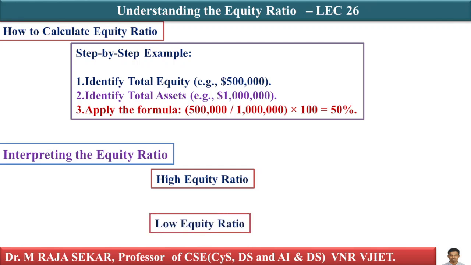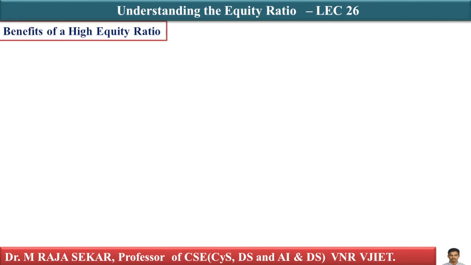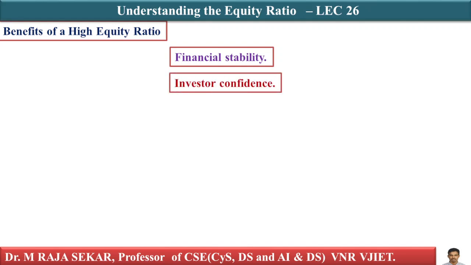What is the low equity ratio? It suggests higher reliance on debt. Example, capital intensive industries like manufacturing. What are the benefits of high equity ratio? The advantages are, first, enhanced financial stability; second, greater investor confidence; and third, lower interest expenses.